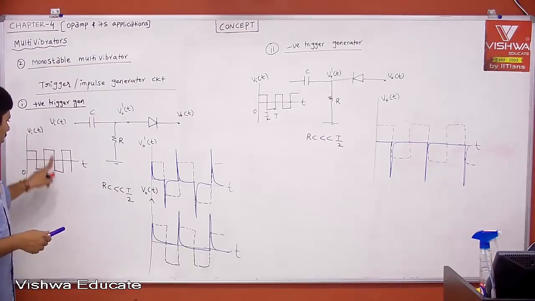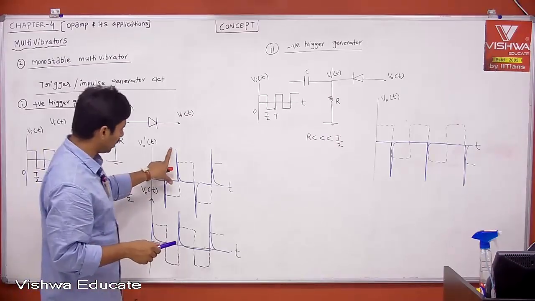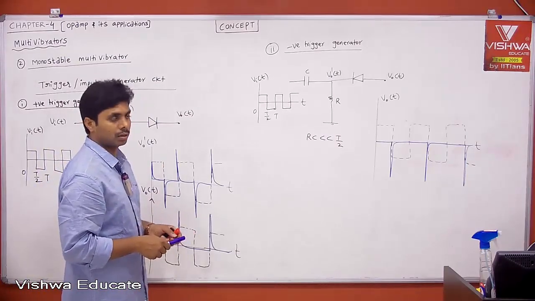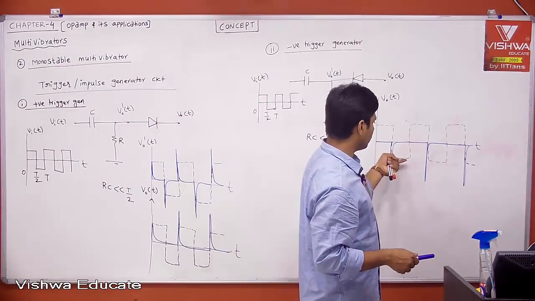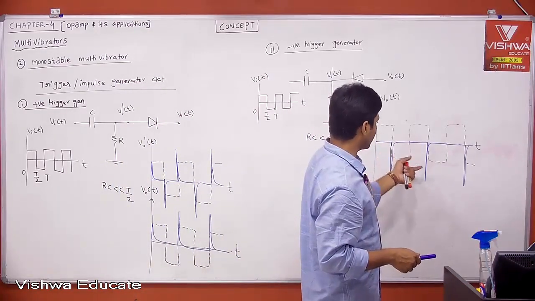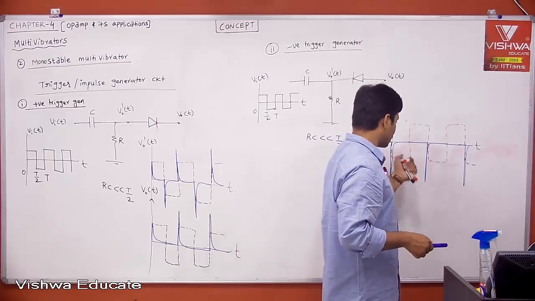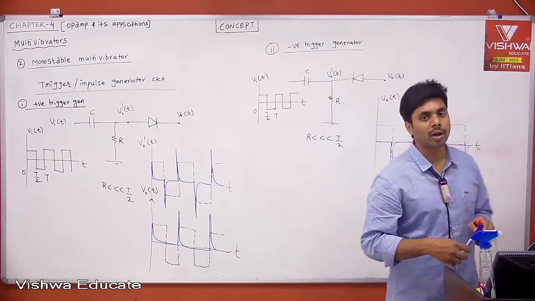Remember, when you say this is V minus V, it will be 2V, minus 2V. Therefore, whatever negative peak value of the square wave you have, you will get 2 times that negative value in the trigger. Okay.